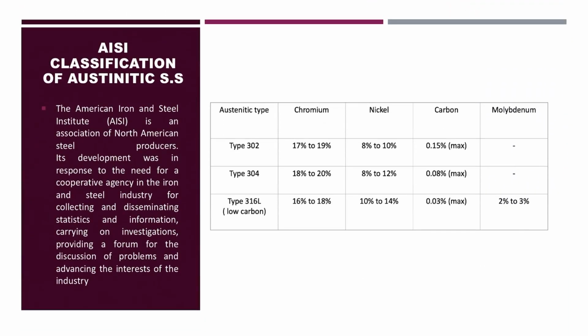AISI classification of austenitic stainless steel. The American Iron and Steel Institute is an association of North American steel producers. Its development was in response to the need for a cooperative agency in the iron and steel industry for collecting and disseminating statistics and information, carrying on investigations, providing a forum for the discussion of problems, and advancing the interest of the industry. There are three classifications for austenitic stainless steel: 302, 304 and 316L.